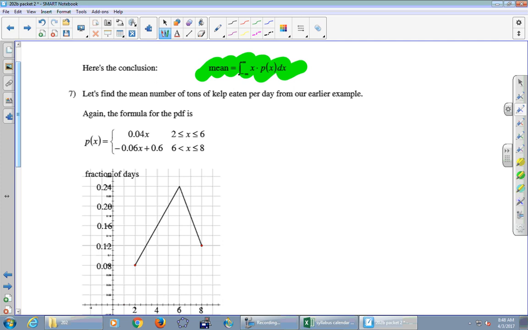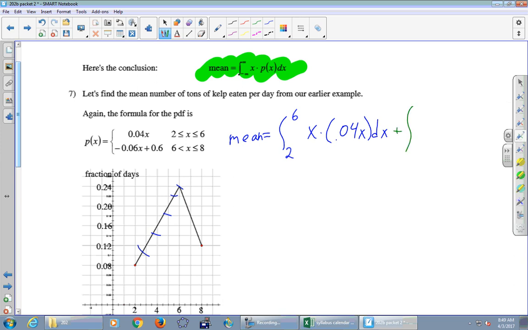So if I want to find the mean number of tons of kelp eaten per day, it's equal to the integral. Okay, so it's not really minus infinity to infinity because this thing only lives from 2 to 8. I'm just going to do this part, and you can do the other part separately. So this is 2 to 6. And the function says x times the PDF. What is the PDF from 2 to 6? 0.04x. I said you could do the other one separately.